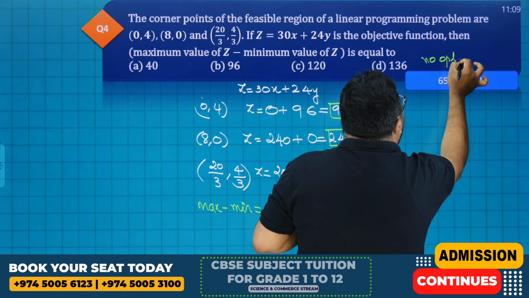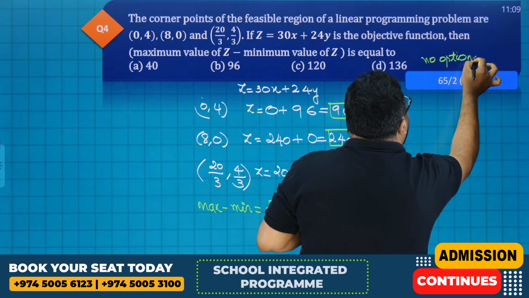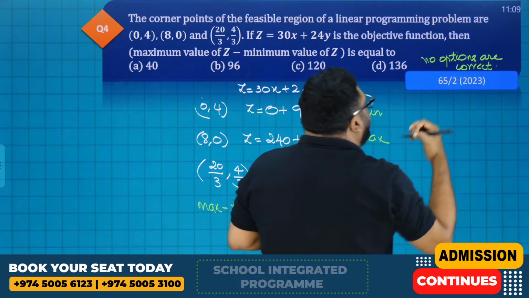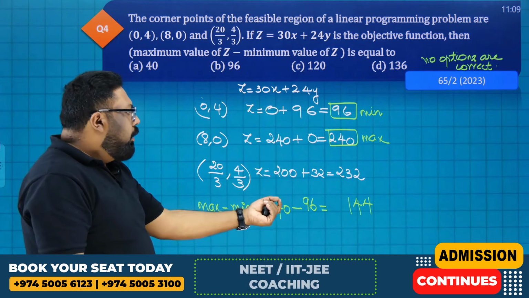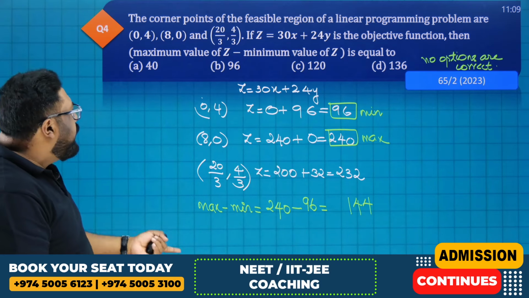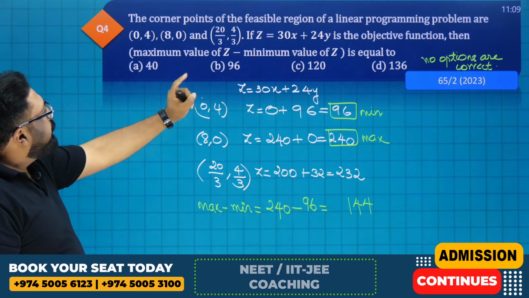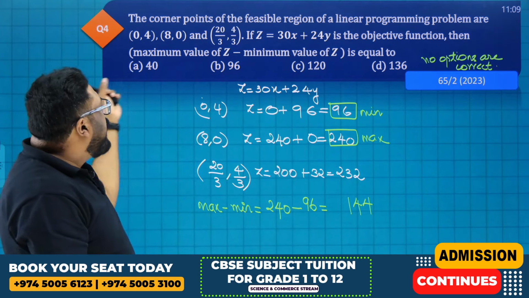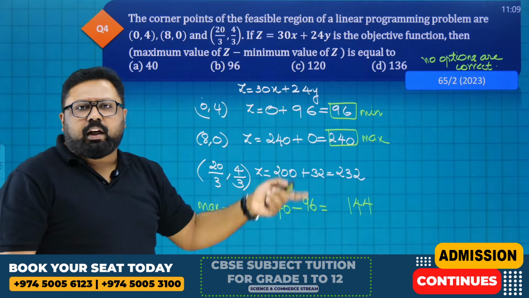No options are correct. So you will get full marks in this question, obviously. No options are correct in this question. So you get a full mark in a question where no options are correct. Obviously, there's no mistake in the calculations that we did. So (0, 4) is always going to give me 96 over there. So 144 is not an option here. So obviously, you will get a full mark.